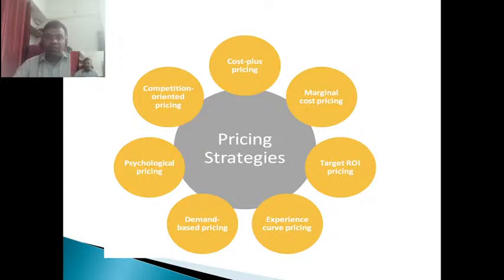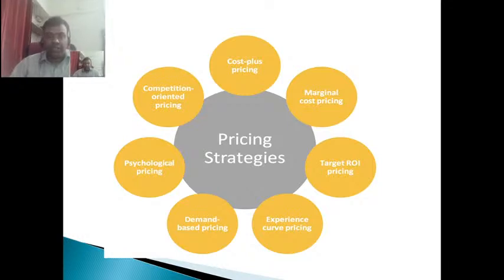Second is marginal cost pricing. With marginal cost, we always consider that as you increase your production, obviously your cost of production is going to reduce. Why? Because of economy of scale. What I mean by economy of scale is that as you increase your production, you have more products over which to divide your fixed cost.